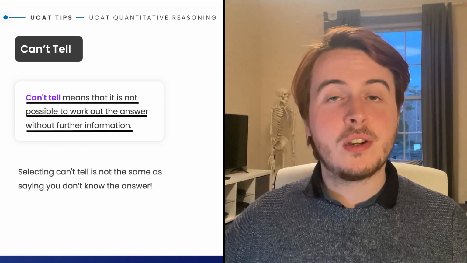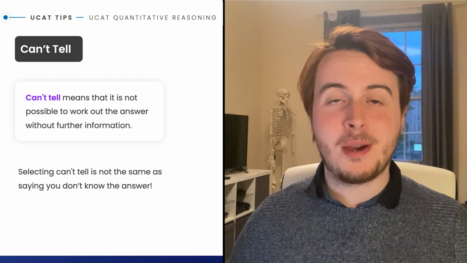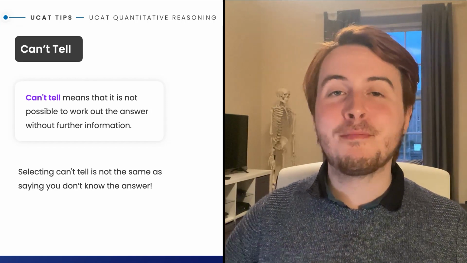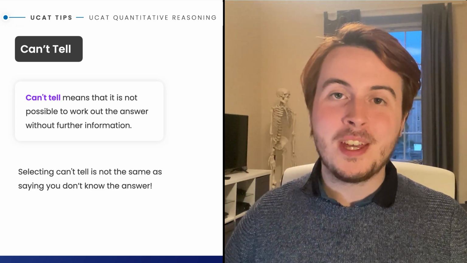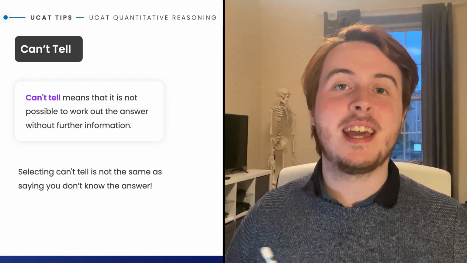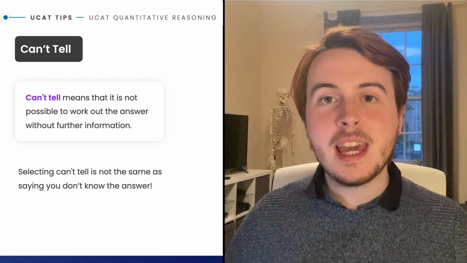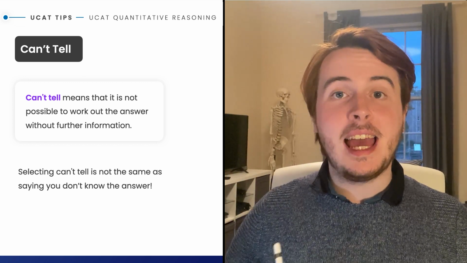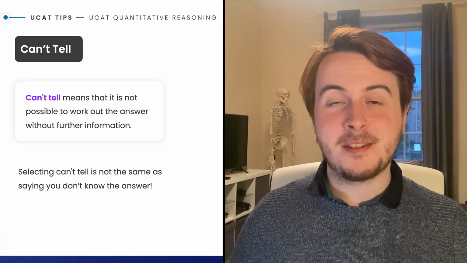Very similar to verbal reasoning when you just don't have the information in the passage in order to answer the question. Now just bear in mind that can't tell is not the same as answering don't know. Don't know would mean you don't know how to work it out. Can't tell means there is insufficient information in order to work it out. So only ever select can't tell if you think you've not got everything you need in order to do that calculation needed.